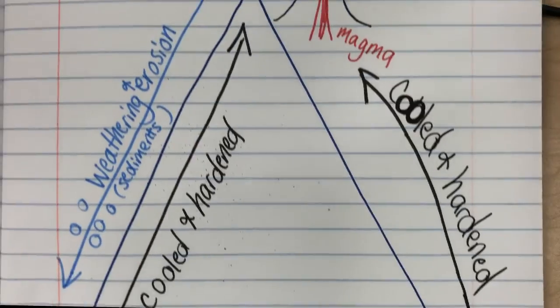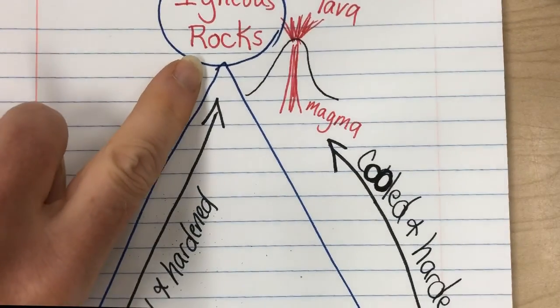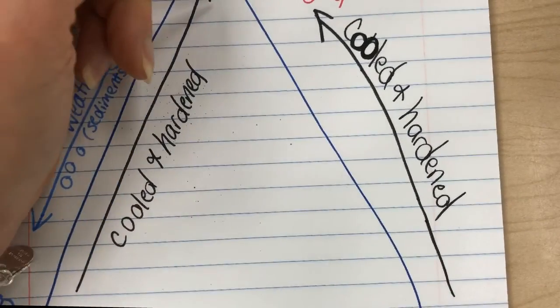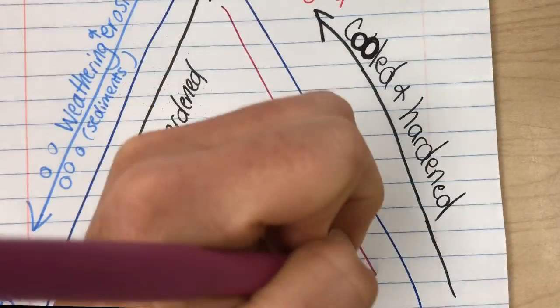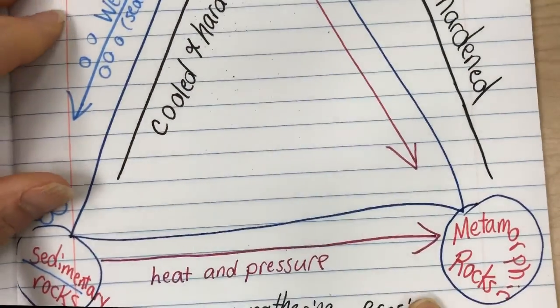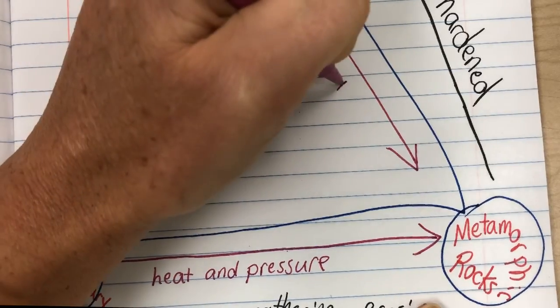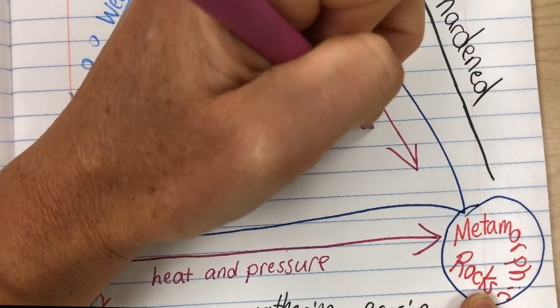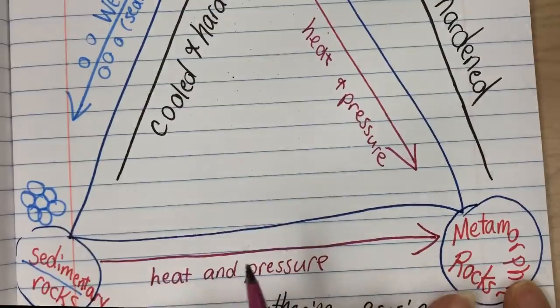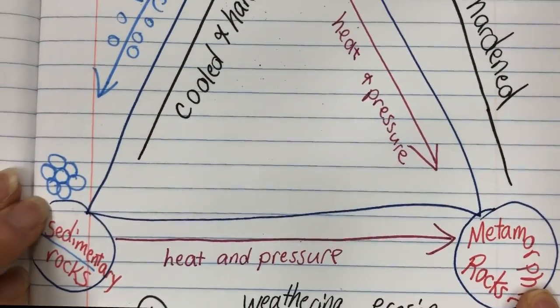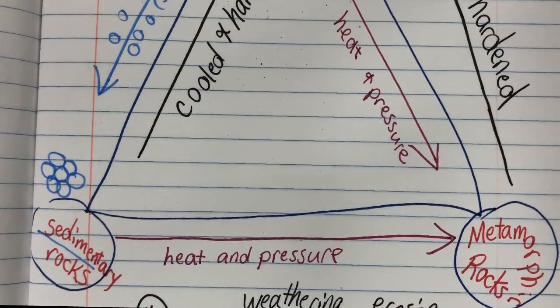Let's add on there. It could also happen with an igneous rock. If an igneous rock is exposed, I'm going to draw an arrow, to extreme heat and pressure, it too can become a metamorphic rock. Let me show you a common example.